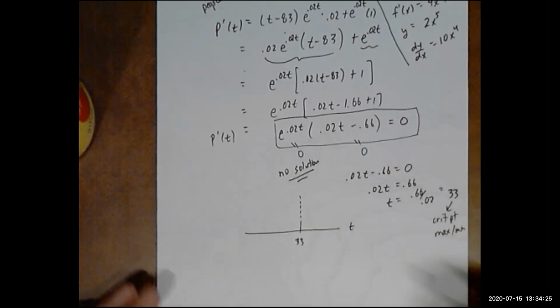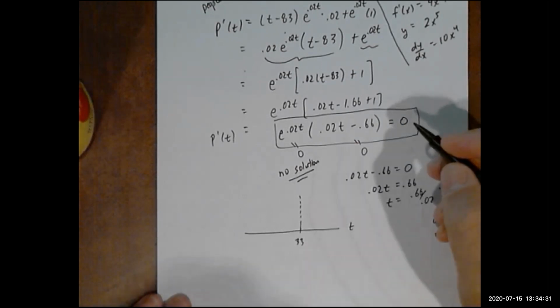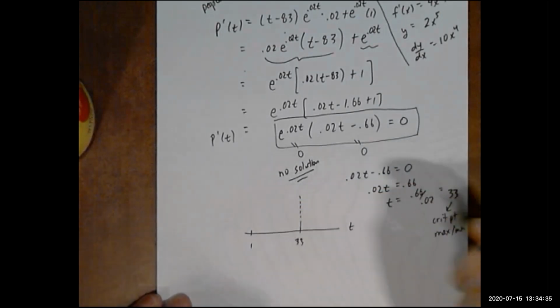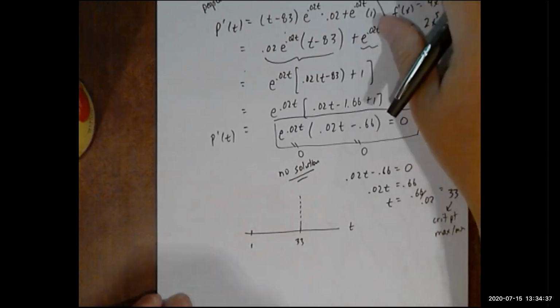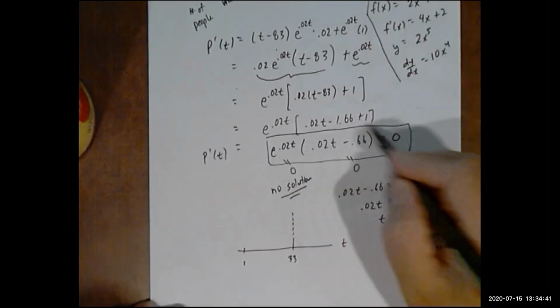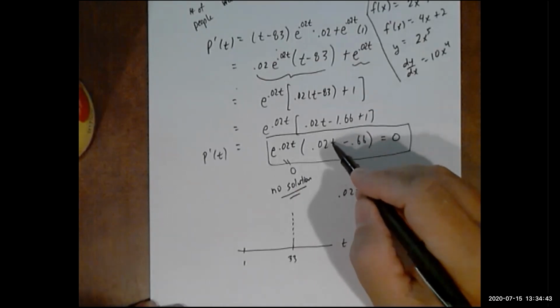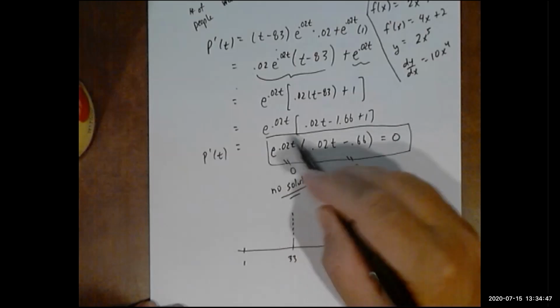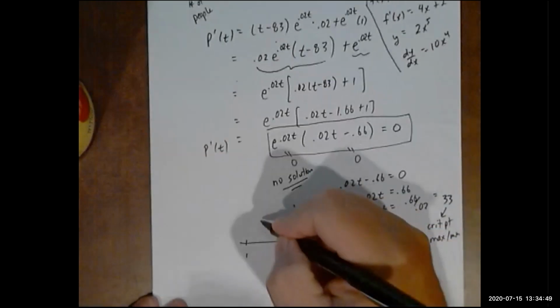Let's see what happens to the first derivative on either side of 33. So for instance, I could put a 1 in here. So if I put 1, once again, here's my first derivative. If I put a 1 in here, this parentheses is negative, this is positive.